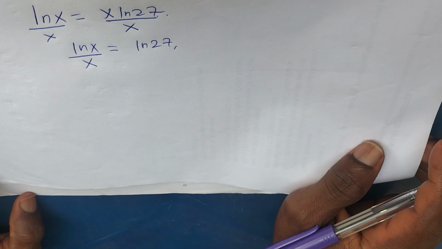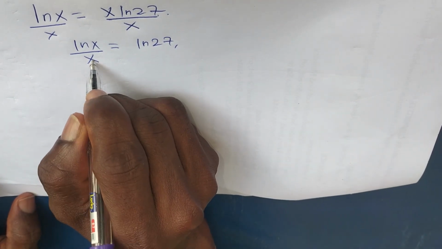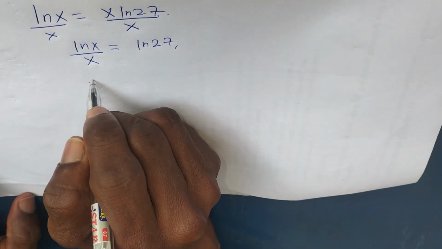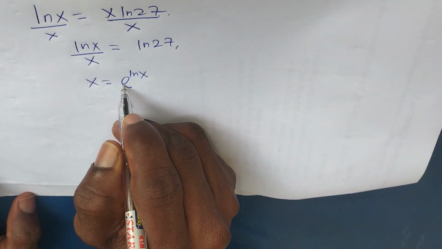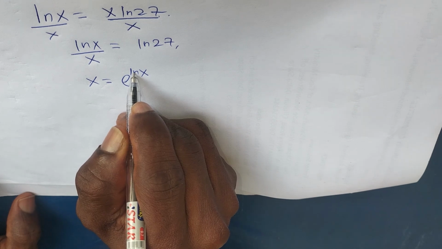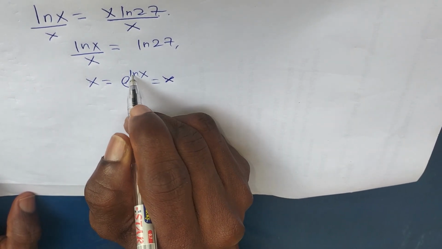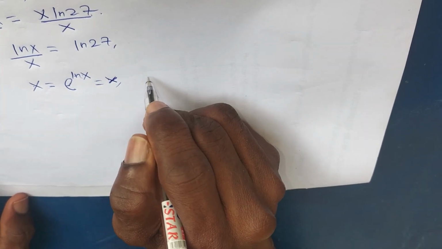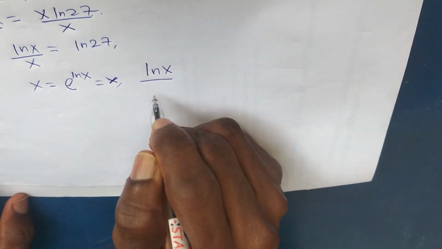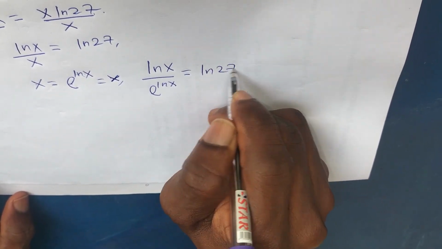So since I'm having this, I can write x as also equal to exponent of ln of x, because this exponent will cancel off this ln, which is also equal to x. So in the place of x, I'm putting exponent of ln of x. So I'm going to have ln of x over exponent of ln of x is equal to ln 27.